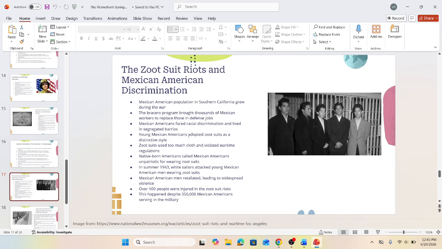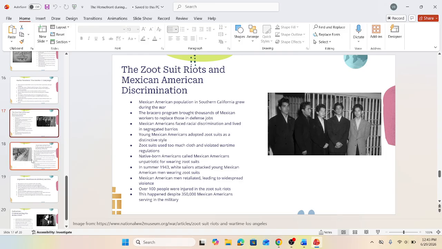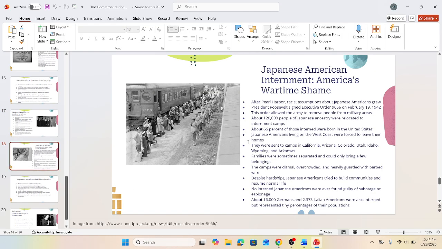Native-born Americans called Mexican Americans unpatriotic for wearing something called zoot suits, which was just kind of like their distinctive style. But Native-born Americans were saying you're using too much fabric, you should be conserving. And then Mexican American men are retaliating, and so we get riots and violence happening, specifically in Southern California.